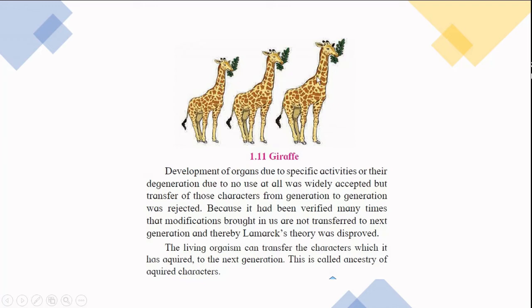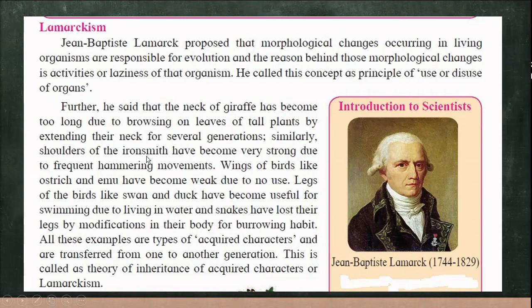So this is called Lamarckism. Even if you take the example of the ironsmith, the shoulders of the ironsmith become very strong due to frequent hammering movements. He goes on continuously hammering, so the shoulders become strong. The wings of birds like ostrich and emu become weak. Why? Because they get food on the land, so they do not need to fly from one place to another, and therefore their wings become weak because of not being used.